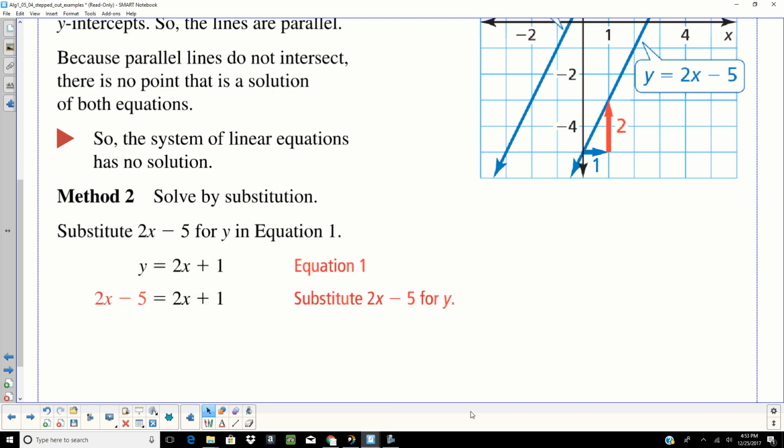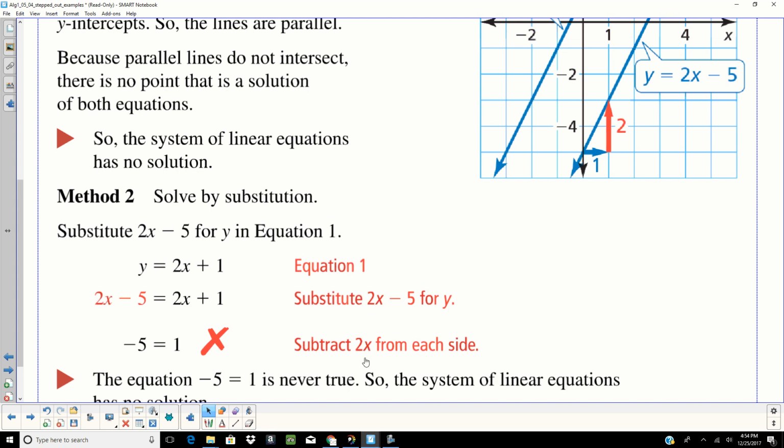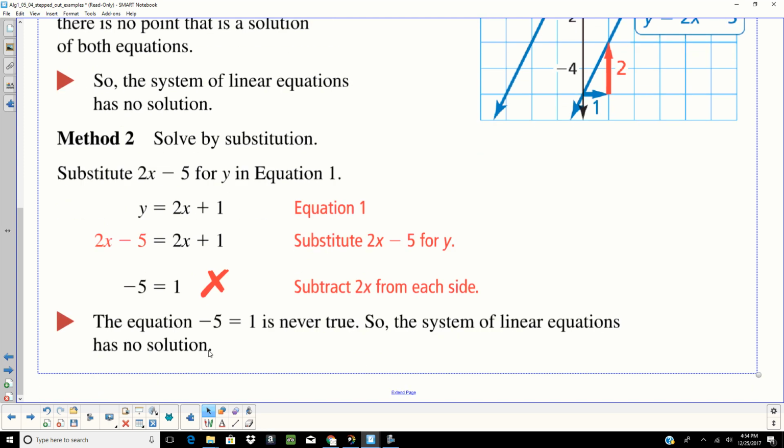So 2x minus 5 equals 2x plus 1. Subtract 2x from both sides and you get -5 equals 1. Well, everybody knows that that's not a true statement. -5 does not equal 1. So because we ended up with a false statement, we can say no solution.